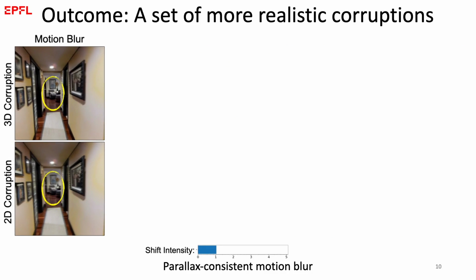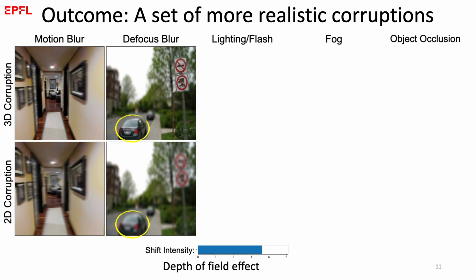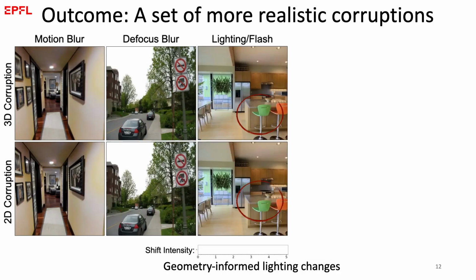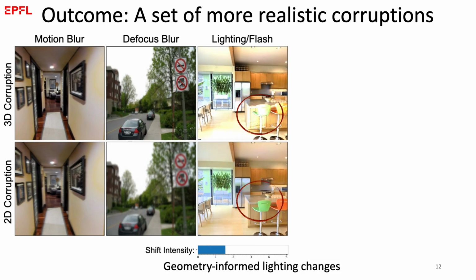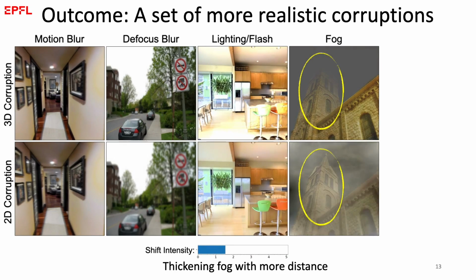For example, 3D motion blur at the top obeys motion parallax. See the chair at the end of the corridor having less blur than the walls nearby. This is in contrast to 2D motion blur below applied uniformly everywhere. Similarly, the 3D defocus can change scene depth of field and focus region. Illumination changes take the scene geometry into account and generate shadows. Likewise, fog gets denser with more distance.